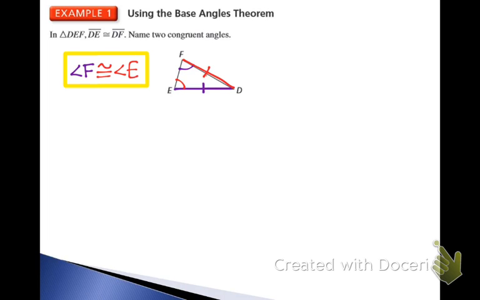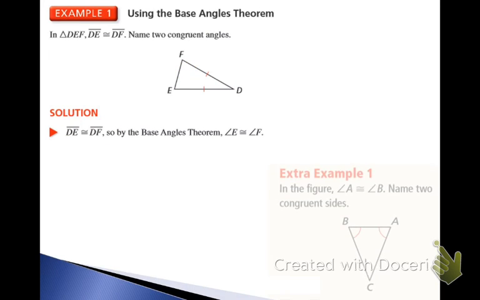All right, so notice, these are technically called my base angles, right? My base angles are the congruent ones. When we think of base, we usually think of the bottom, right? The base of something is usually the bottom. In this case, it's not necessarily true, okay? Because F is definitely not on the bottom. So don't let the word base throw you off. The base angles are just your congruent angles, okay?